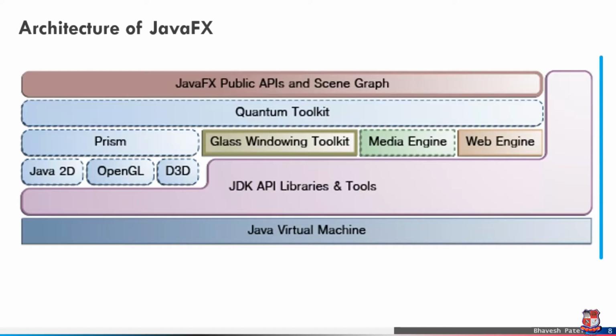Glass Window Toolkit is present on the lowest level of the JavaFX graphics stack. It can basically be seen as a platform-dependent layer which works as an interface between the JavaFX platform and the native operating system. It is responsible for providing operating system services such as managing the window, timer, event queue, and surface.